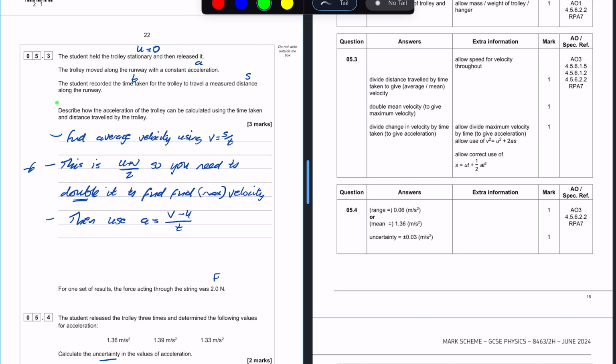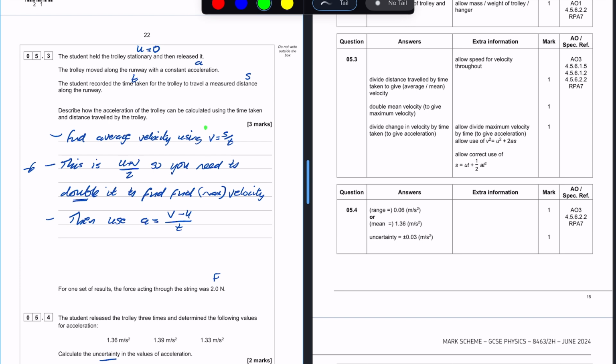Describe, 3 marks, you've got to do a bit of a description, how the acceleration of the trolley can be calculated using the time taken and the distance travelled by the trolley. So we've got time, we've got distance, and we want to find acceleration. So this is a question where most people get 2 marks, and I'll tell you why.